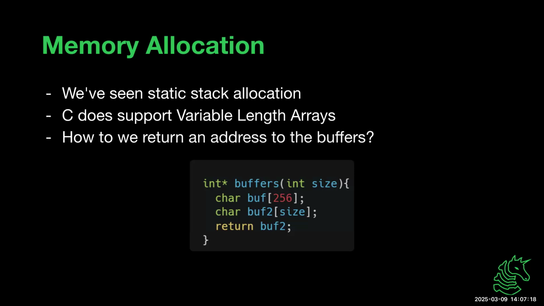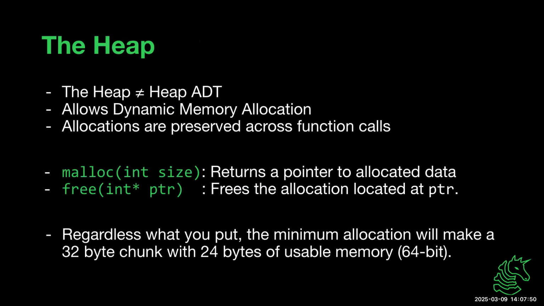For example, in this little snippet here, if we return a pointer to this buffer buff2 on the stack, first of all, you can't allocate based off the size here, but say that was possible. If you return this buffer, it will actually be deallocated once the function ends. So you can't return a buffer out of a function for someone else to use. And so this is where the heap comes in.